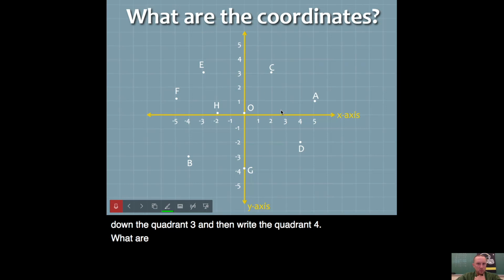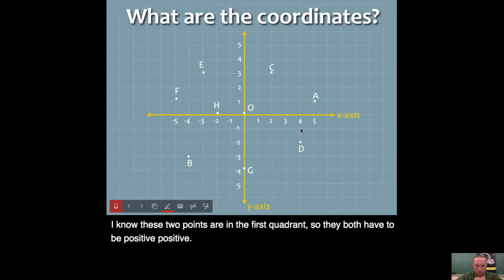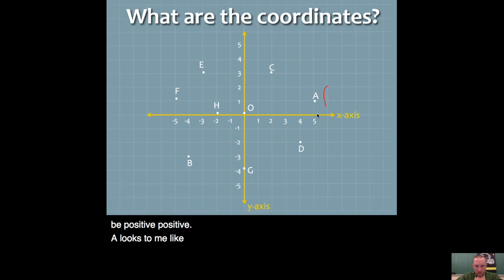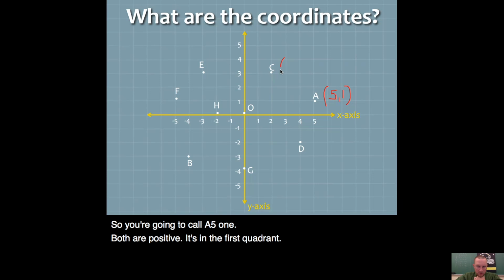What are the coordinates of these points? Well, I know these 2 points are in the first quadrant, so they both have to be positive, positive. A looks to me like it's 5 to the right and 1 up. So we're going to call A 5, 1. Both are positive. It's in the first quadrant. C lives at 2, 3. We move 2 units right and 3 units up. First quadrant, so they're both positive.